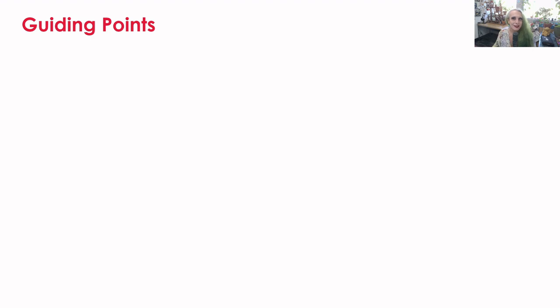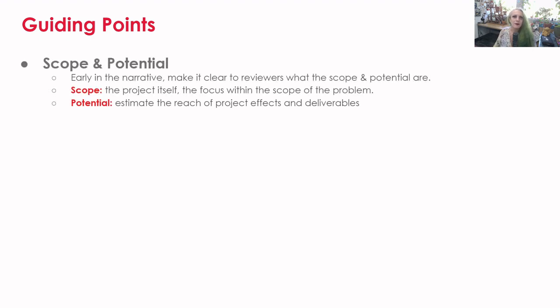So some guiding points that we can look at as well: the idea of scope and potential of the grant. Here, the idea is that early on, you can make it clear what is the scope of your project and what is the potential. The scope can mean everything from the period of performance, how long the project is, to how many participants are involved, how much data, how many activities. You can give reviewers a clear idea of that early on.